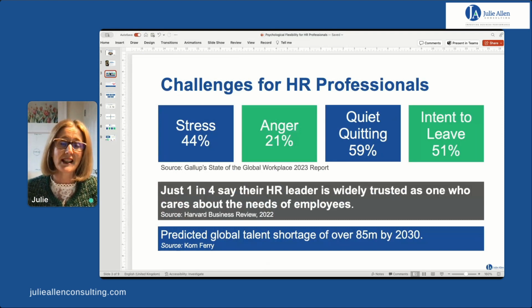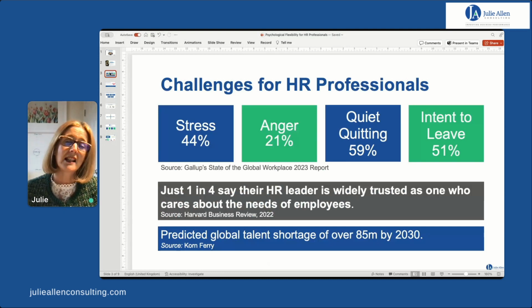What I wanted to do before I start to talk about psychological flexibility is to talk about the challenges for HR professionals, because this is the reason that I feel we want to be having the conversation about psychological flexibility. Gallup do a State of the Global Workplace report annually, and the 2023 report highlighted that 44% of the global workforce are experiencing stress a lot. 21% are also experiencing anger a lot. 59% are quiet quitting. And 51% are intent on leaving their organisation. So for HR professionals, it is a difficult profession to be in, considering those statistics.